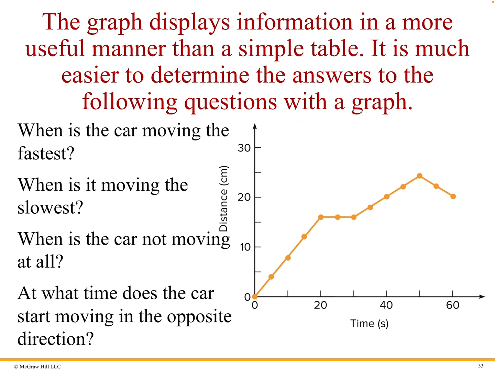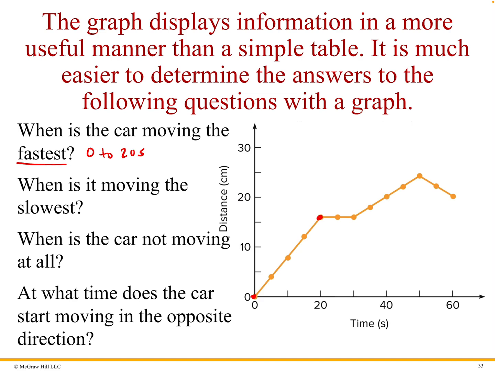All right, so some of these things you might just be able to look at the graph and answer. But basically, the steeper the slope, the faster the car is moving. So where does it look like it's going the fastest? Well, it looks like it's the steepest from 0 to 20 seconds, right? So from 0 to 20 seconds, it's going the fastest.